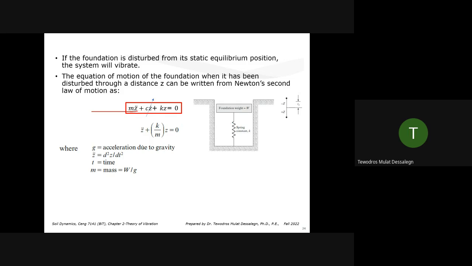So that's the model. This is the equation of motion. It is a second degree differential equation. If you have a foundation weight W, then the mass is just W by g, where g is the acceleration of gravity. Z dot dot: sometimes we use U dot dot, sometimes Z dot dot. They're the same thing, it's just the notation we use for displacement. If we use U for displacement, then we use U dot dot. In this case we are using Z, so we call it Z dot dot, the second derivative of displacement, which is acceleration. T is time, m is mass.